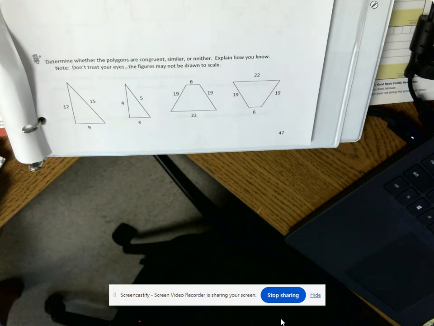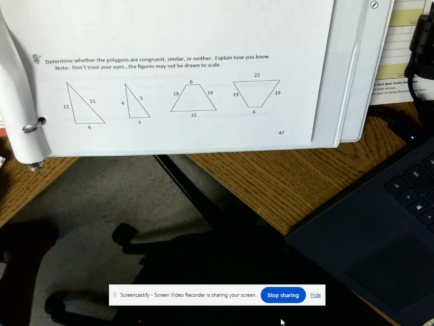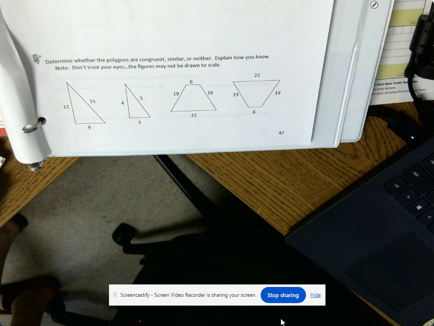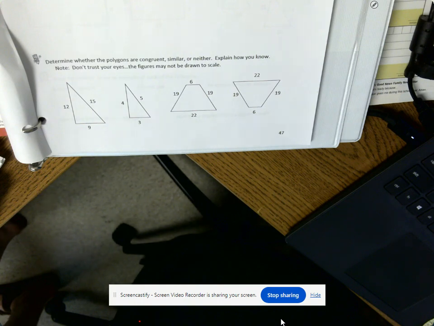Wait, we didn't write out what neither meant. How do I know if it's neither, Blakely? If none of them are like the same. Yeah, if it's not same shape, same size, you know it's not congruent. That's simple. You can rule that out. Then you have to look and say, is it similar? If it's not similar, it's going to be neither. Okay? So it's either going to be congruent, similar, or neither.